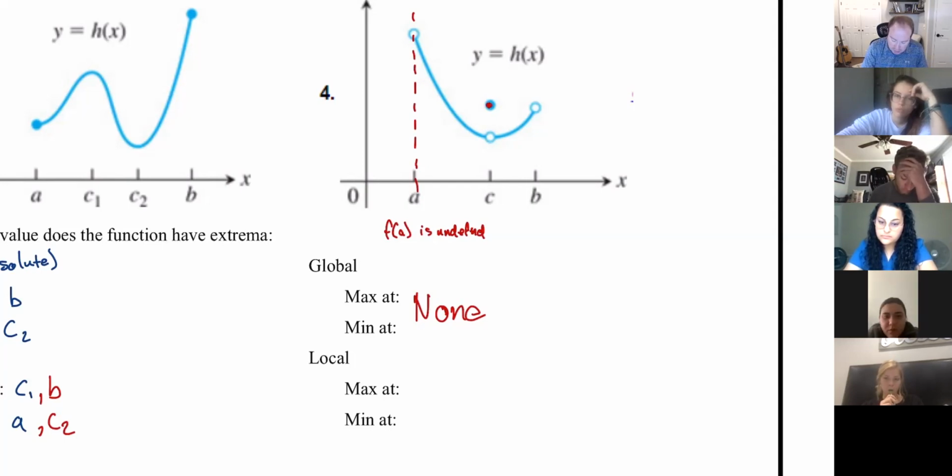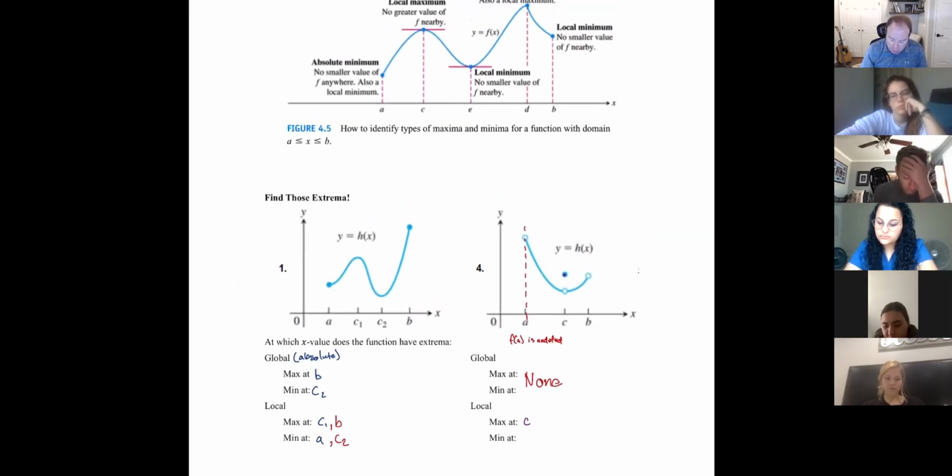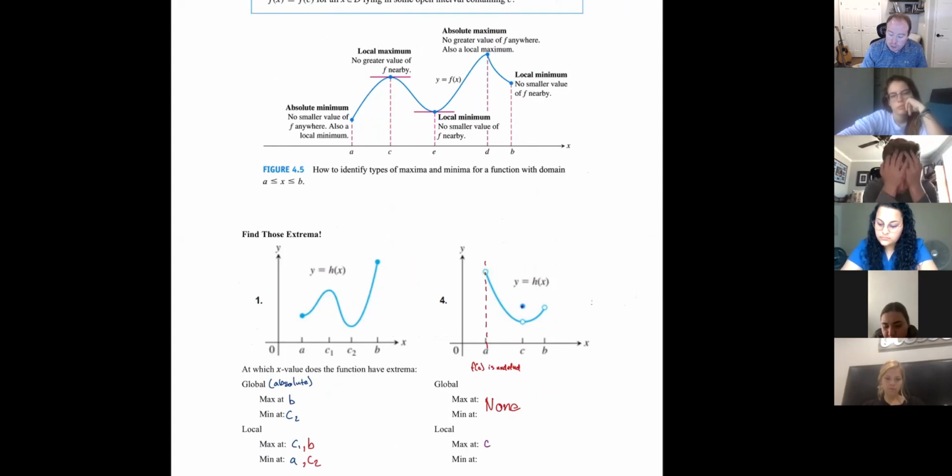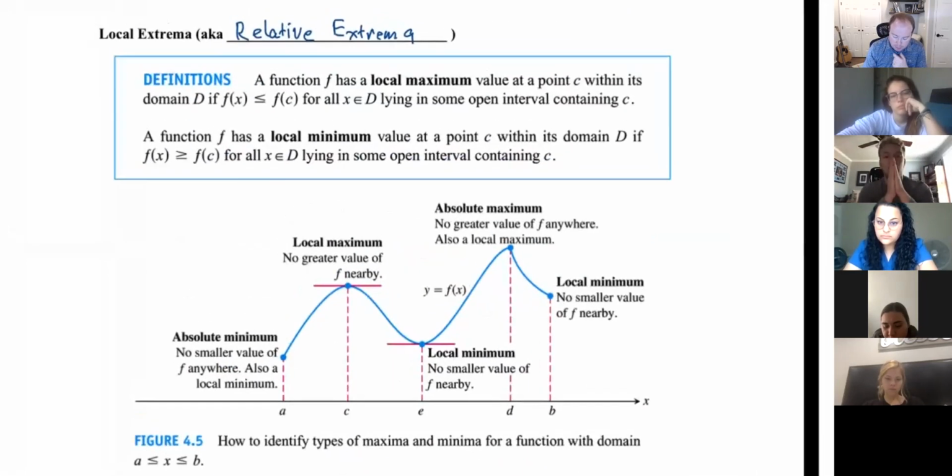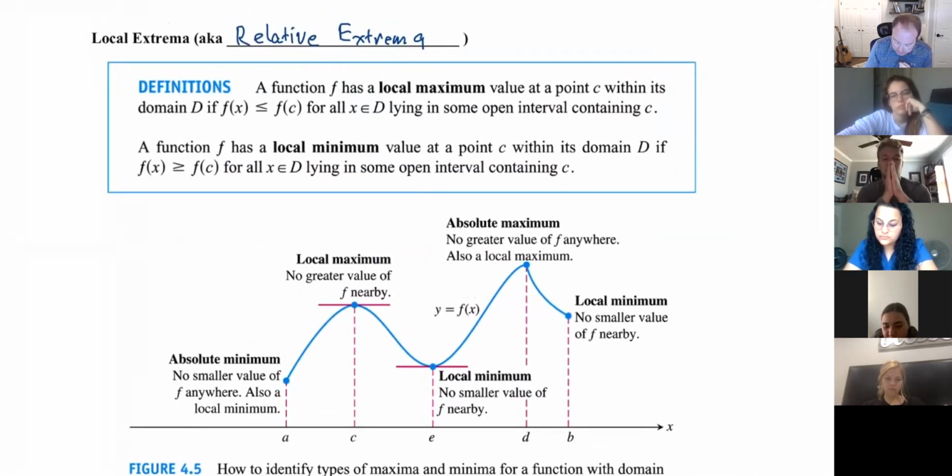So let's think about C right here. So local max at C. Let me look at how the wording is above, and I'll explain why that is a local max. A local max is a value at some point C within its domain if f of x is less, so everywhere else on the graph is less than or equal to C for all x lying in some open interval about C.